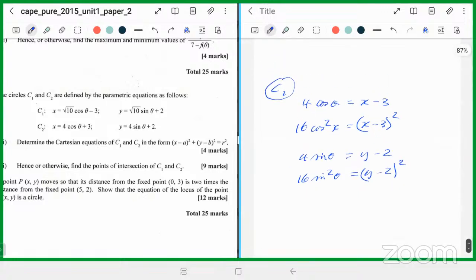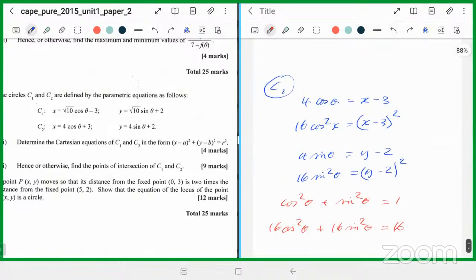And now we go back to the same thing again that we had before, which is that cos squared theta plus sine squared theta is equal to 1. But these have 16, so let's multiply this by 16. So I will get 16 cos squared theta plus 16 sine squared theta is now equal to 16. Then I can take this and replace this, and take this and replace that.